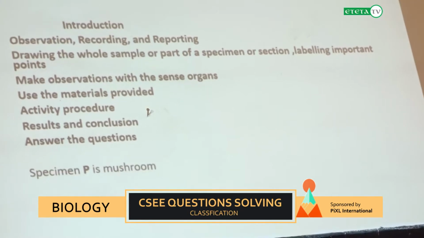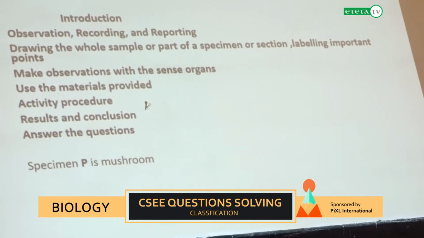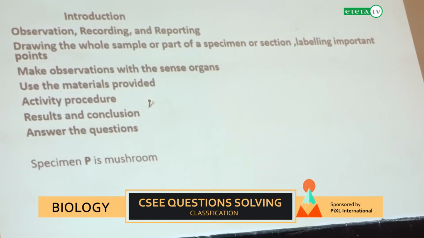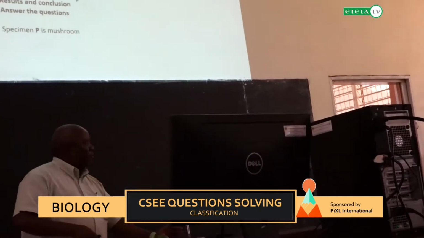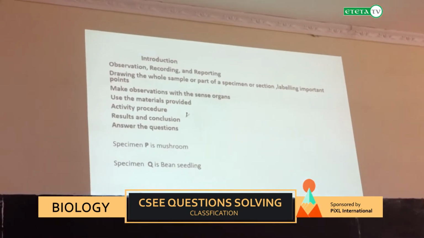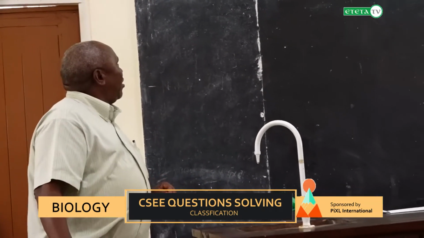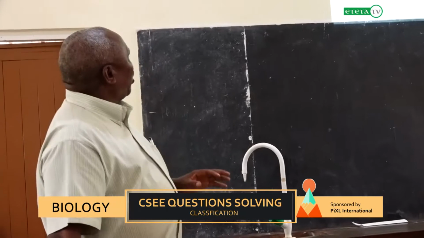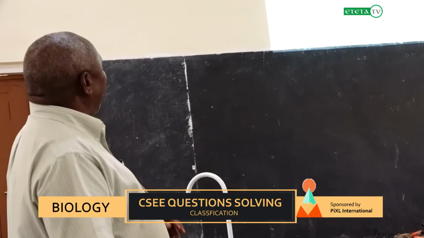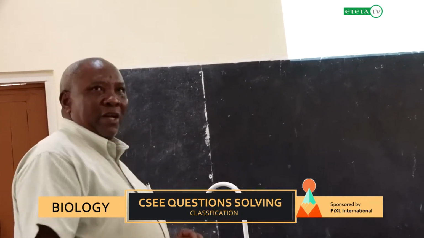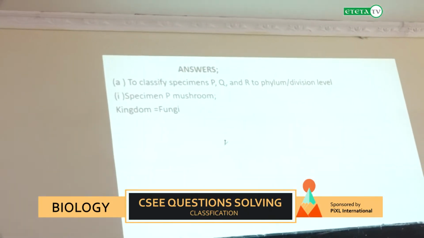Now let us go. First you have to identify the specimens. Specimen P is a mushroom. And specimen Q is a bean seedling. Now go straight to the questions. That's question number 1. You are supposed to classify specimens P, Q, and R to the phylum or division level. Let us start with specimen P, which is the mushroom. After identifying that specimen P is a mushroom, the kingdom of the mushroom is the Fungi kingdom.